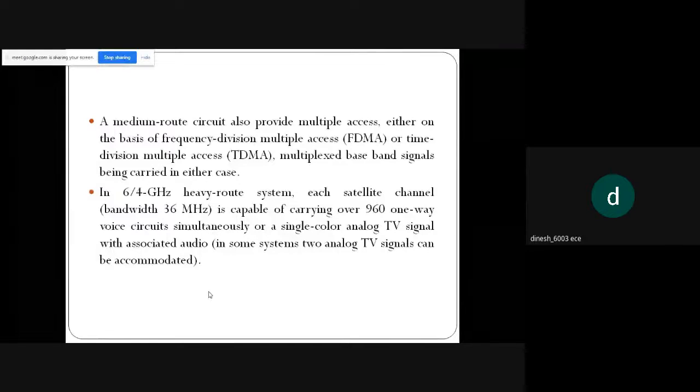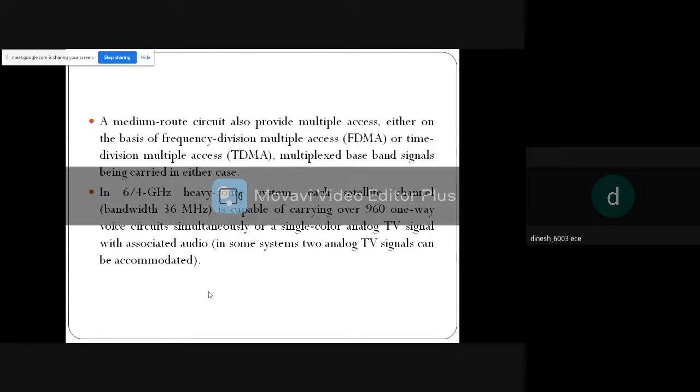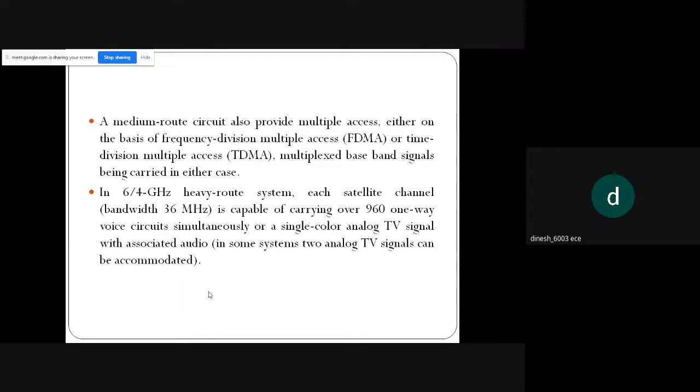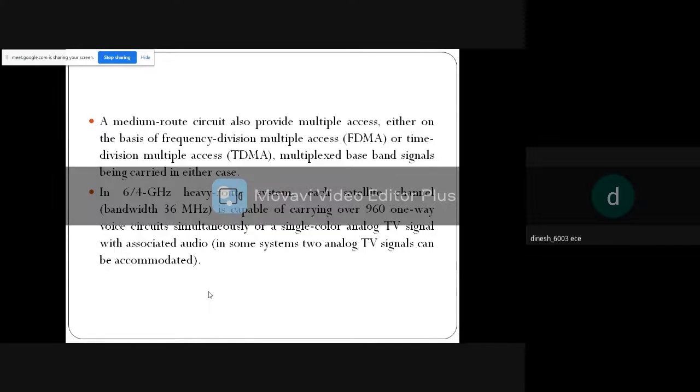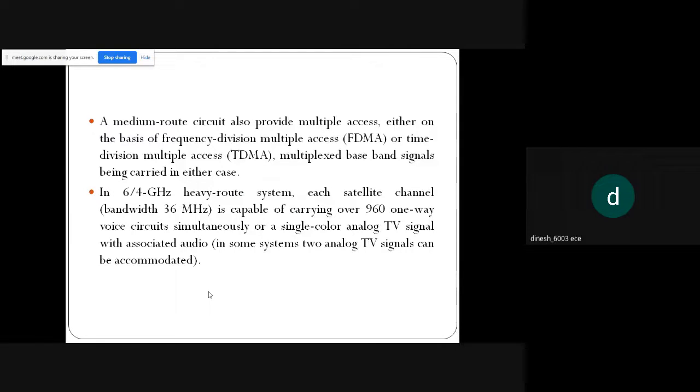So in a 6 or 4 gigahertz heavy route system, each satellite channel having bandwidth of 36 megahertz is capable of carrying over 960 one-way voice circuits simultaneously. Means that 960 people can transmit simultaneously in simplex, or a single color analog TV signal with associated audio can be accommodated here.